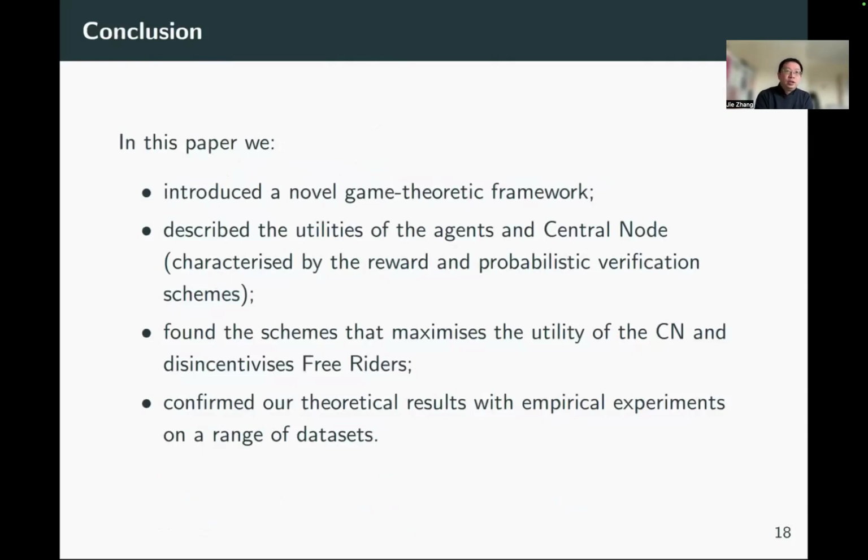So that brings us to the conclusion. We introduced a novel game theoretical framework for analyzing federated learning. We described the utilities of the agent and the central node and characterized those by the reward and the probability verification schemes. We then found the scheme that maximized the utility of the central node while disincentivizing free riders from participating. And then we went on to confirm those theoretical results with our experimental results.